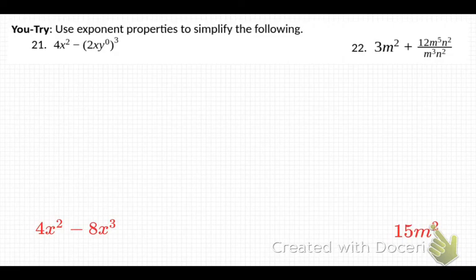Did you get that? Some of you got 16 instead of 8. 4 times 2 is 8. Yes, 2 cubed is 8. It is not 4 times 4. It's not 4. 4 times 2 is 8, not 4 squared is 16. Okay? Do you understand why that's the answer for 21?